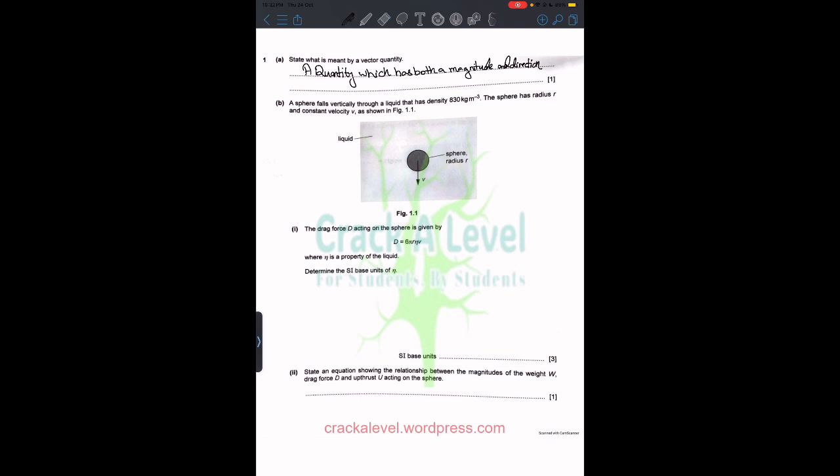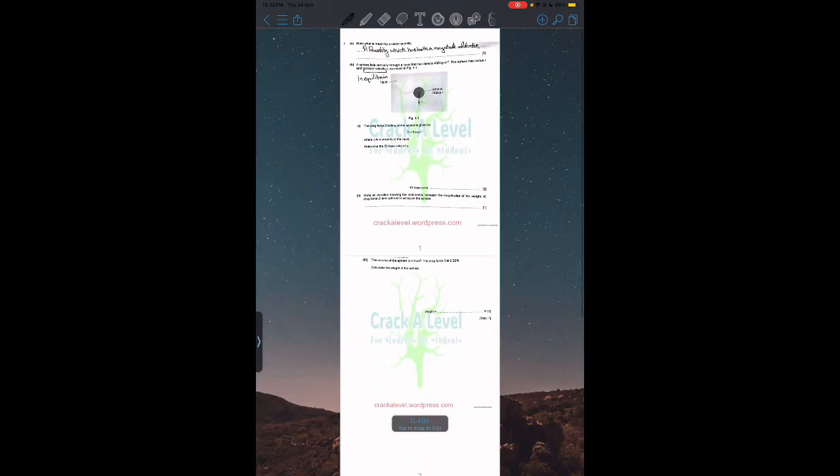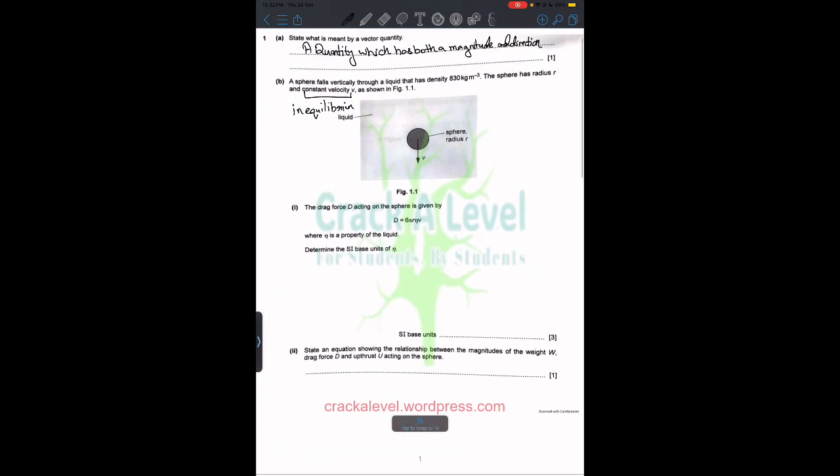It says a sphere falls vertically through a liquid that has a density of 830 kg m^-3. The sphere has a radius r and a constant velocity. Constant velocity means that it is in equilibrium. Okay, we'll read more. So it shows us the object.